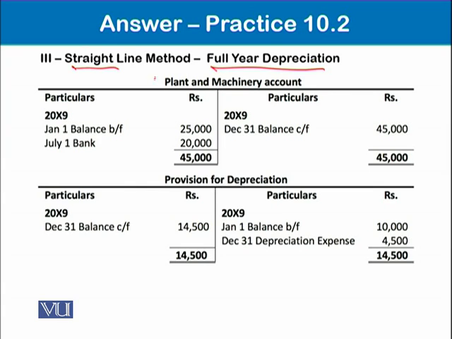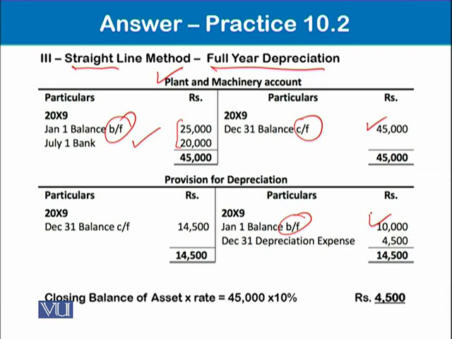So the fixed asset account will look exactly the same way. 25,000 and 20,000 in the debit side and will give us a closing balance of 45,000. Opening balance will also be put in the same way. But the depreciation charge will be calculated like, remember, straight line method, full year depreciation. Full year depreciation means that we have to calculate depreciation on the complete asset for the full year. It is straight line method. It is not reducing balance.